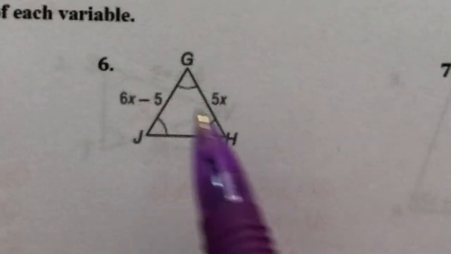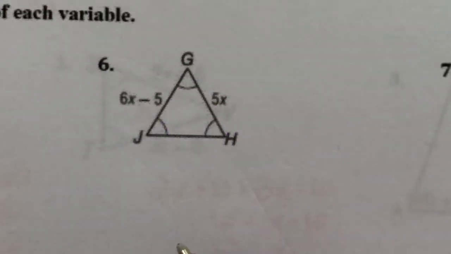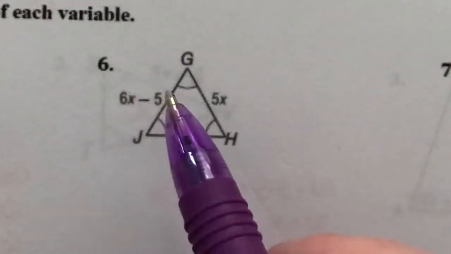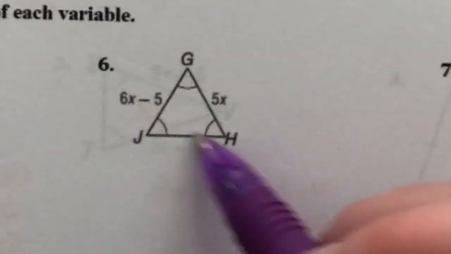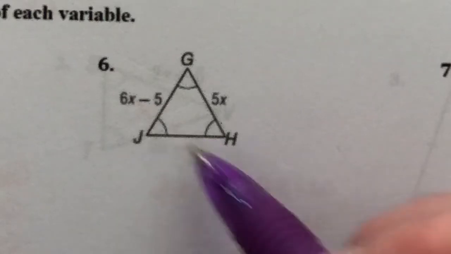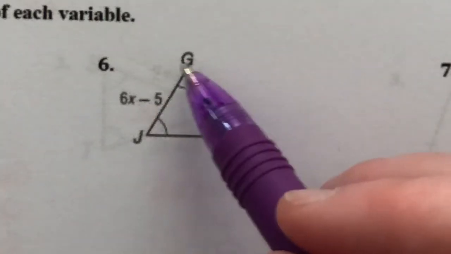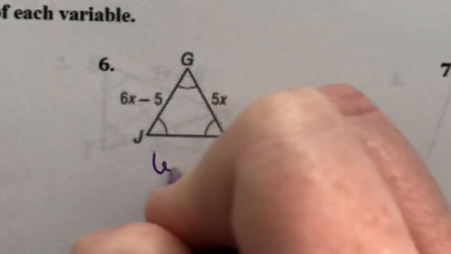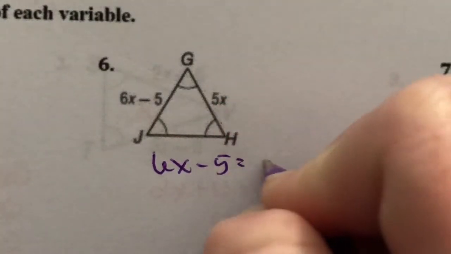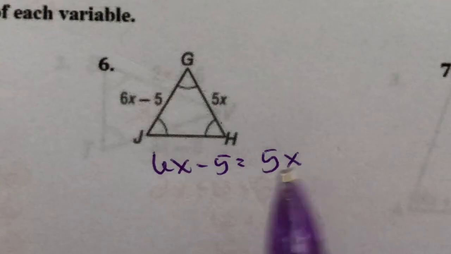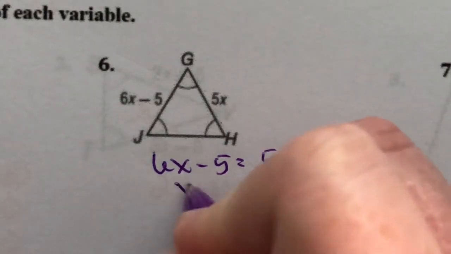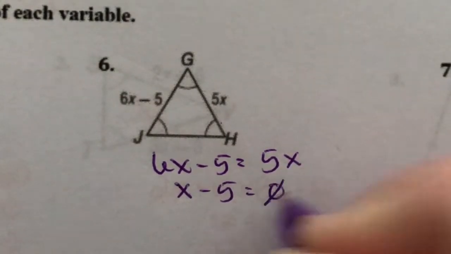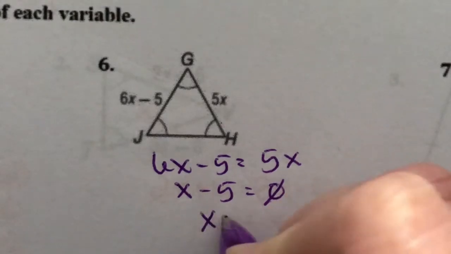Okay, number 6. I've got all 3 angles marked congruent, so that means this is equilateral, equiangular, which means all 3 sides are congruent. Now, I don't need to know what this side is. I know it's the same value as these two. All I'm doing is solving for x, so I'm going to set them equal to each other. 6x minus 5 equals 5x. Subtract 5x from both sides of my equal sign, and add 5 to both sides.